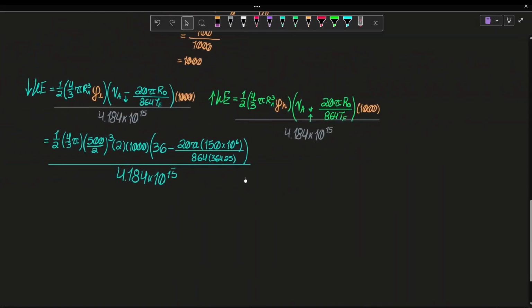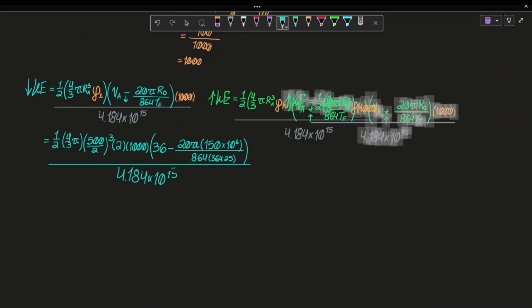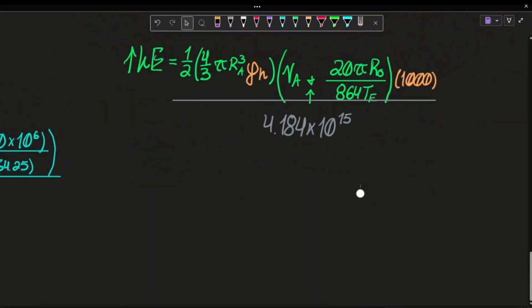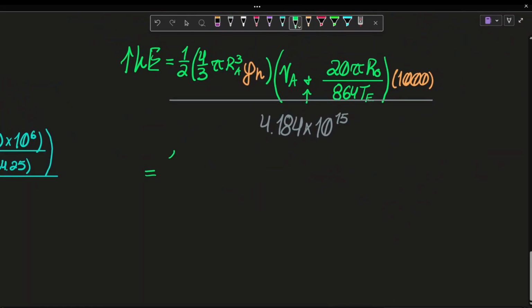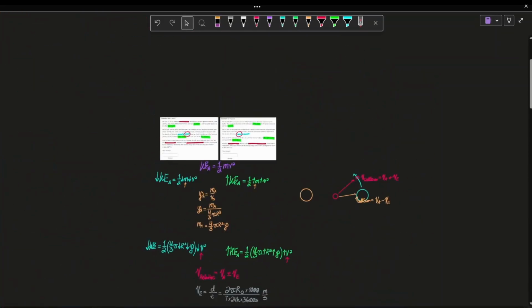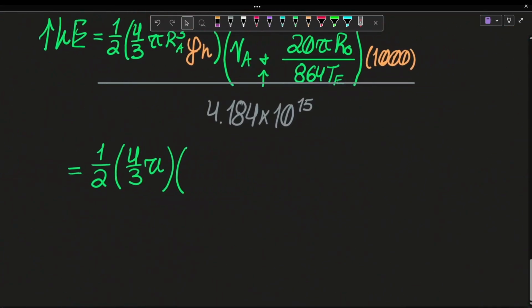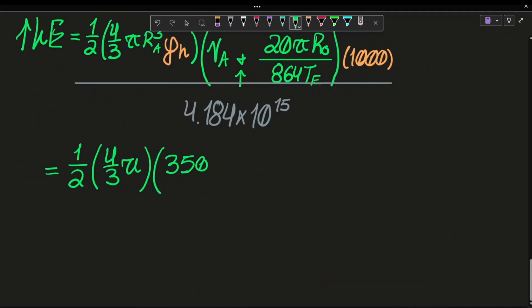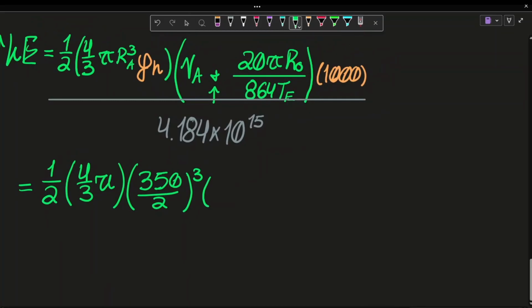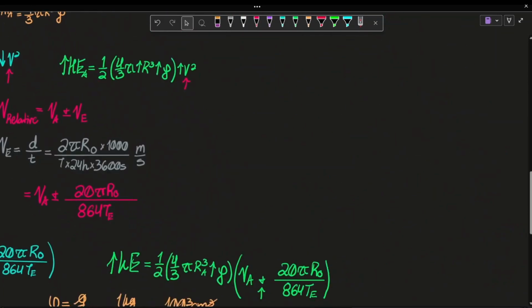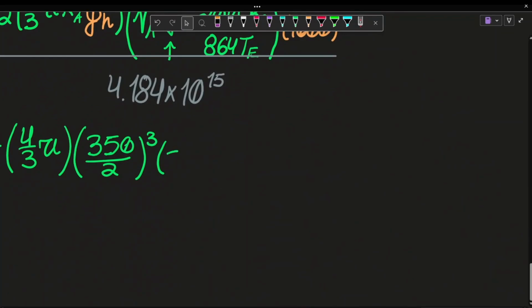Now for the maximum value, we would get that this is equal to 1/2 4 over 3 pi. The radius for this one was 350, so 350 over 2 cubed. The highest density, which I think was 5. Yeah, 5. And of course times 1,000 for the conversion rate to SI units.